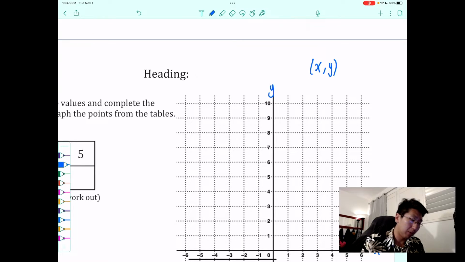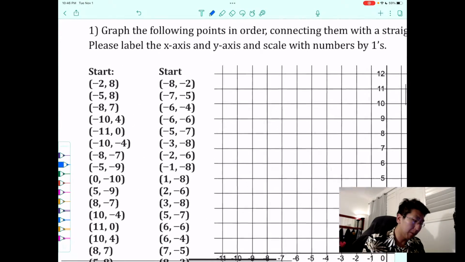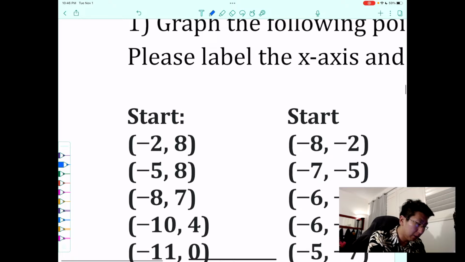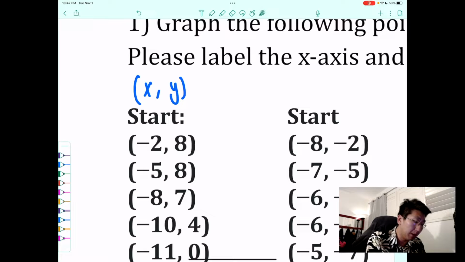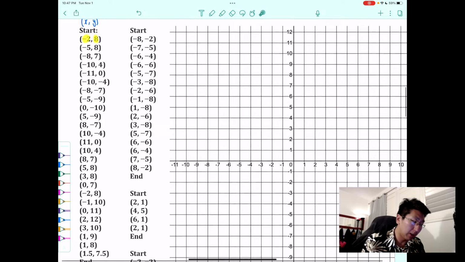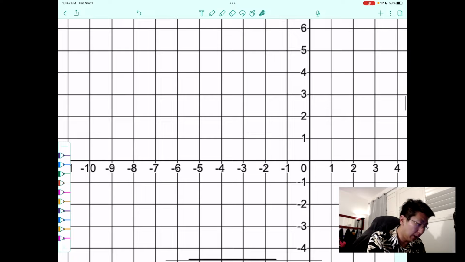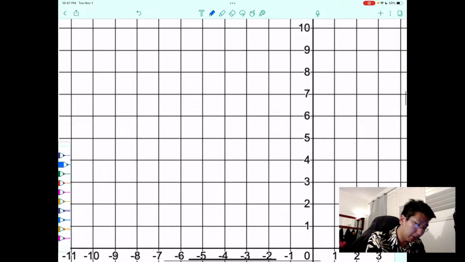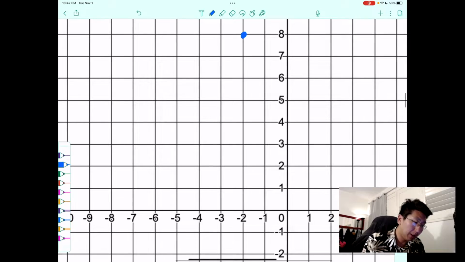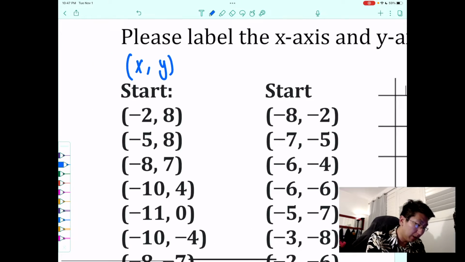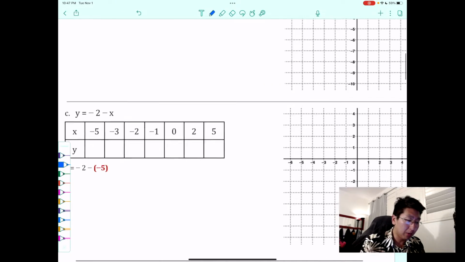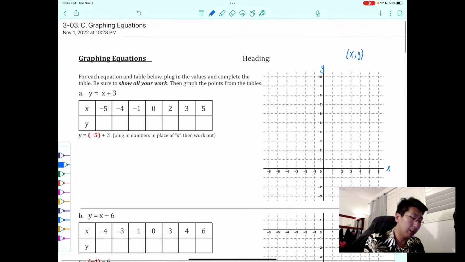For example, when I go down to the assignment down here, we know that this is going to be our x value, then our y value. So this is going to be our x and our y. We go over here, we find -2 and plot 8. -2, 8, right here. And that would be our first point. So that's something that you guys are familiar with. I'll get into that assignment later.